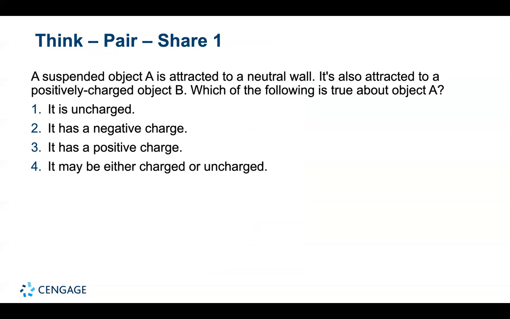So let's look at this question. A suspended object A is attracted to a neutral wall. It's also attracted to a positively charged object B. Which of the following is true about the object A? And the answer is it has a negative charge. The reason is object A must have a net charge because two neutral objects do not attract each other. Since object A is attracted to positively charged object B, the net charge on A must be negative.